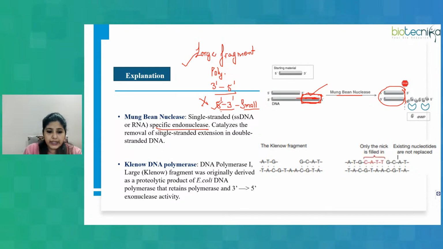So the Klenow fragment fills in the nick, like whenever any single stranded region is there, it adds the nucleotides over here, right? But because it lacks the 5' to 3' exonuclease activity, the remaining existing nucleotides are not being replaced.